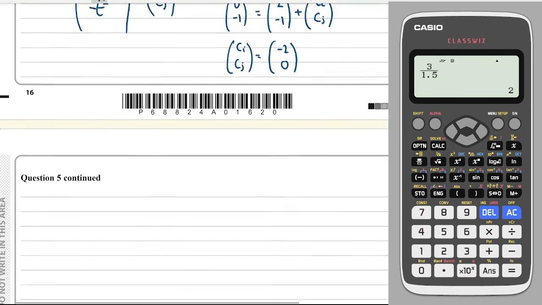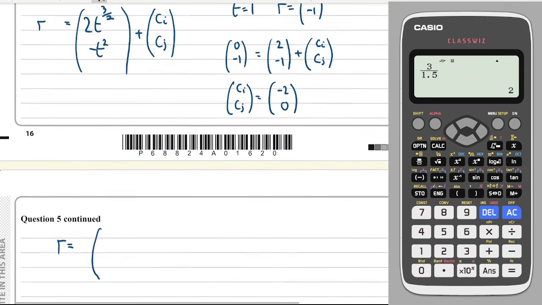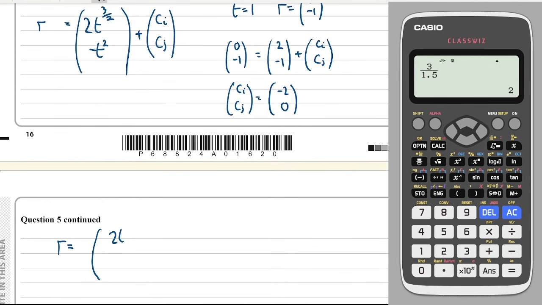So I can now write my overall position as 2t to the 3 over 2 minus t squared minus 2, and there's no constant term in the j direction. So that's my position.